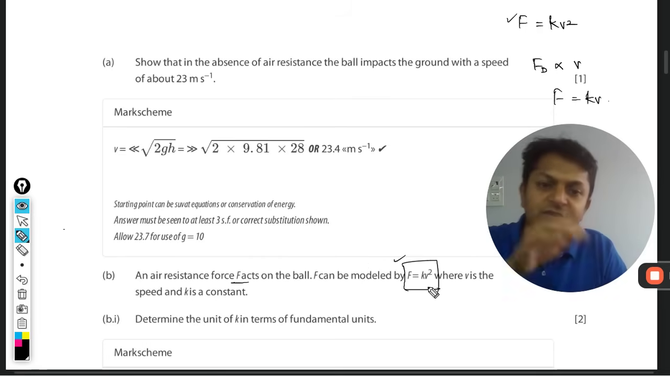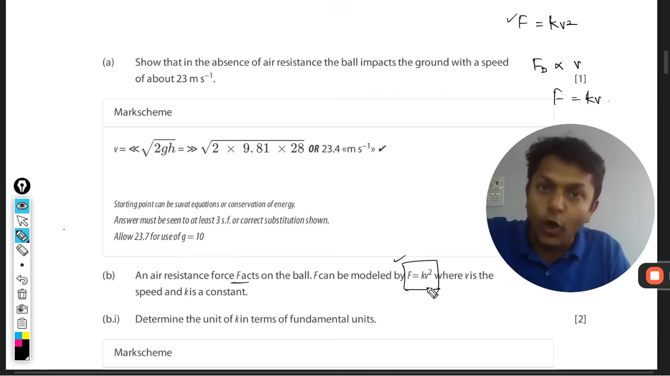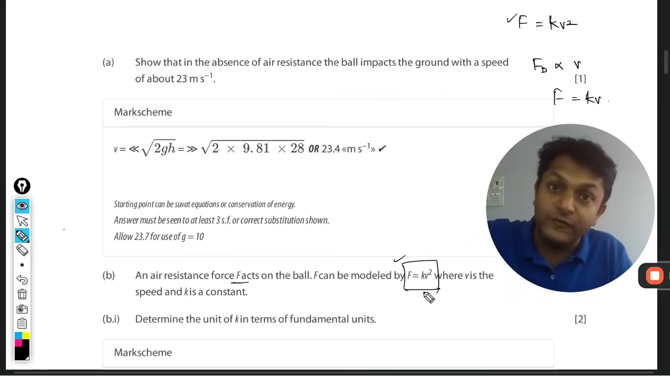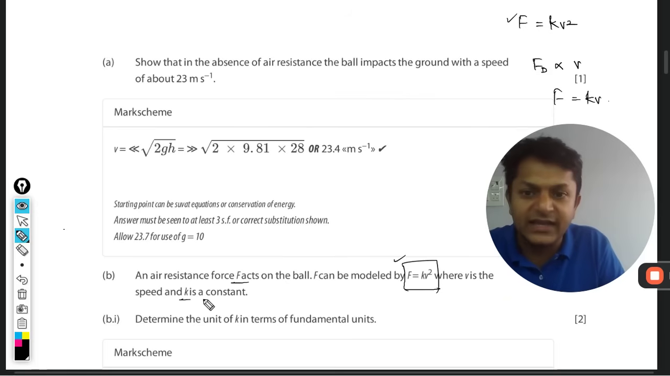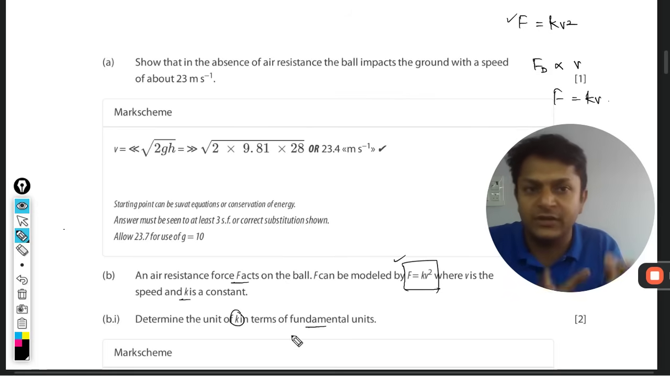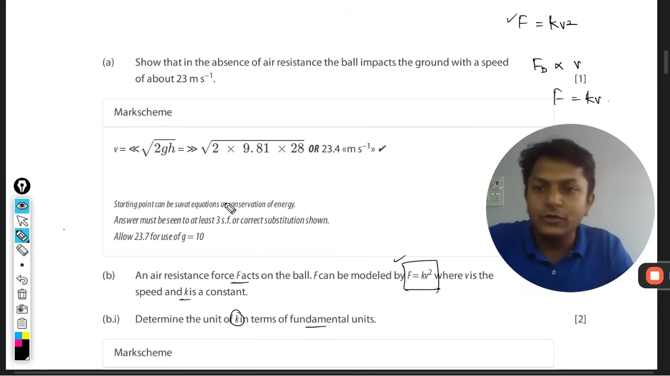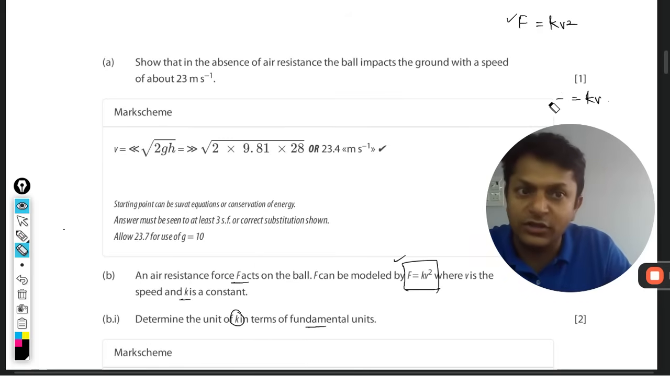So F is equal to kv squared is the drag force, which is also acting on the body apart from weight when the body is falling, where v is the speed and k is a constant. Determine the units of k in terms of fundamental units. So we have to find the fundamental units of k, not the value of k.